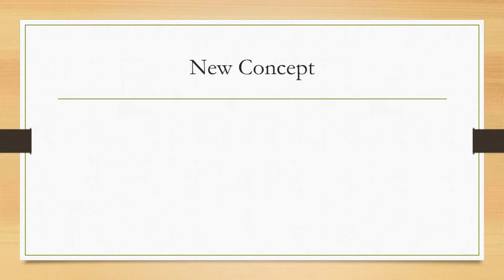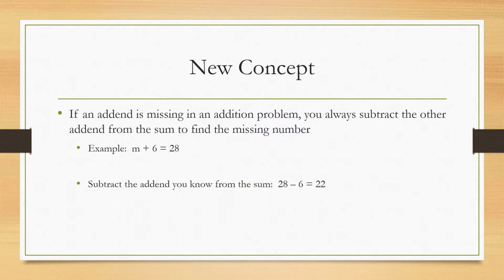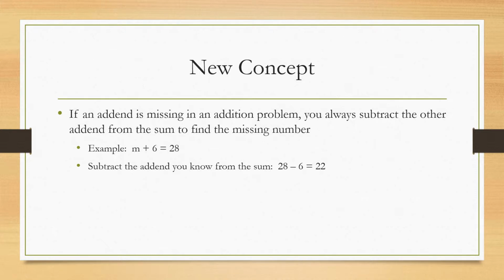All right, let's get into our new concept for today. In an addition problem, if you are missing one of the addends, it doesn't matter which one, you will always subtract the other addend from the sum to find the missing number. Here's an example. M stands for a missing number here. M plus 6 equals 28. So we need to figure out what plus 6 equals 28. In order to do that, we subtract the addend we know from the sum. So we do 28 minus 6 equals 22.